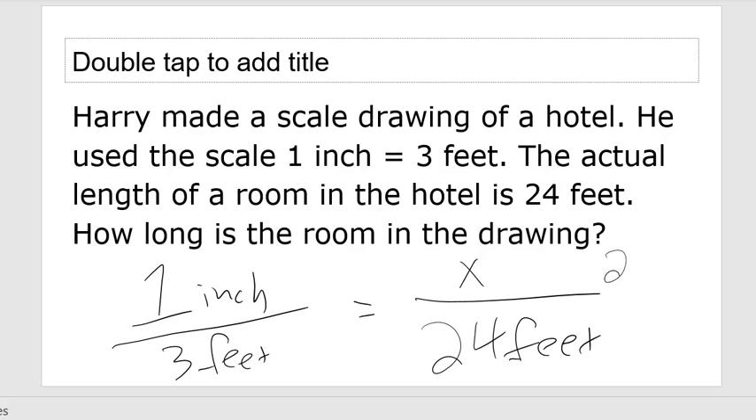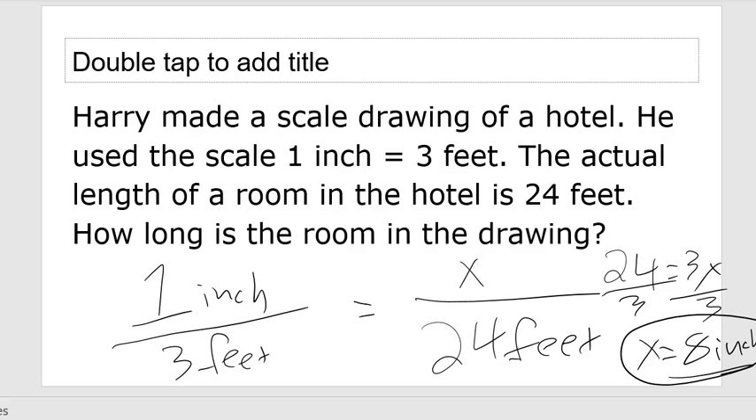So I cross multiply, I get 24 equals 3x, divided by 3, divided by 3. I get x equals 8 inches. There we go.